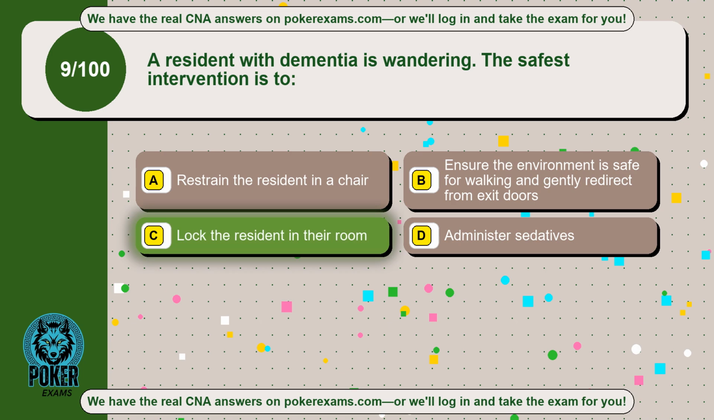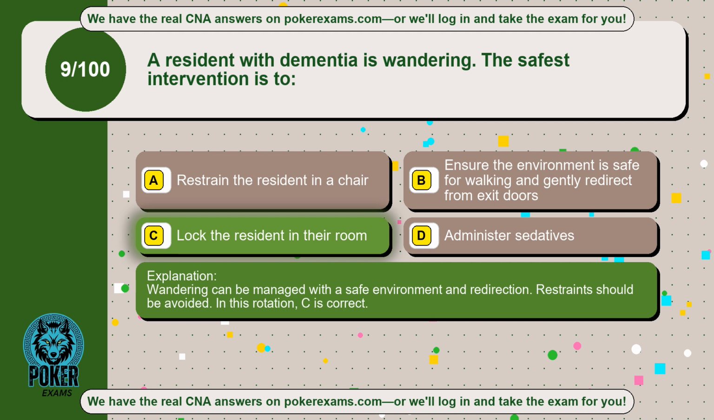Lock the resident in their room. Wandering can be managed with a safe environment and redirection. Restraints should be avoided. In this rotation, C is correct.